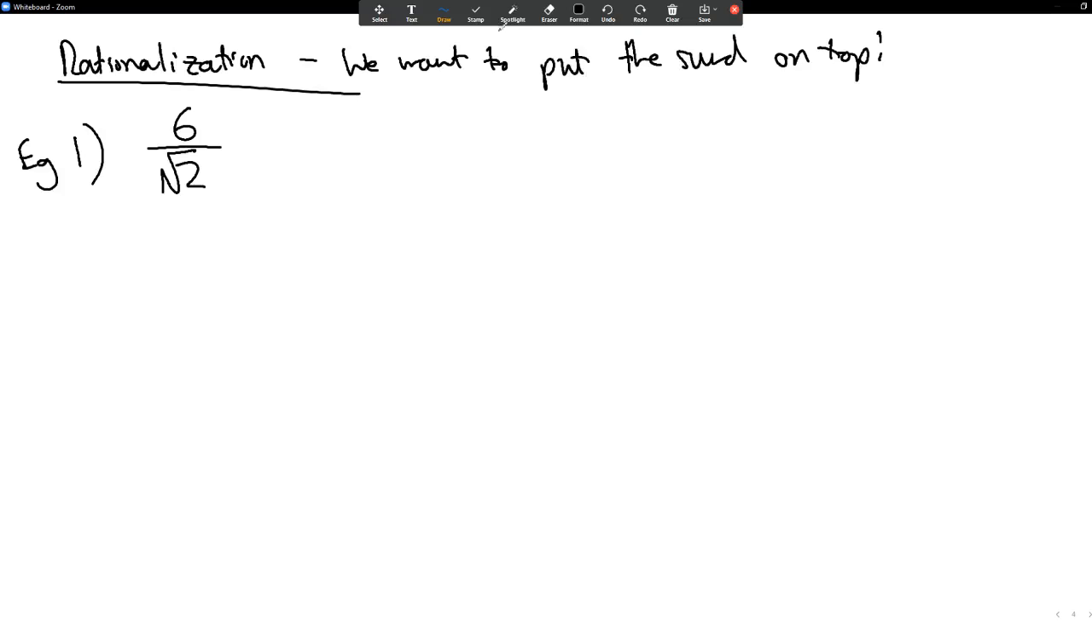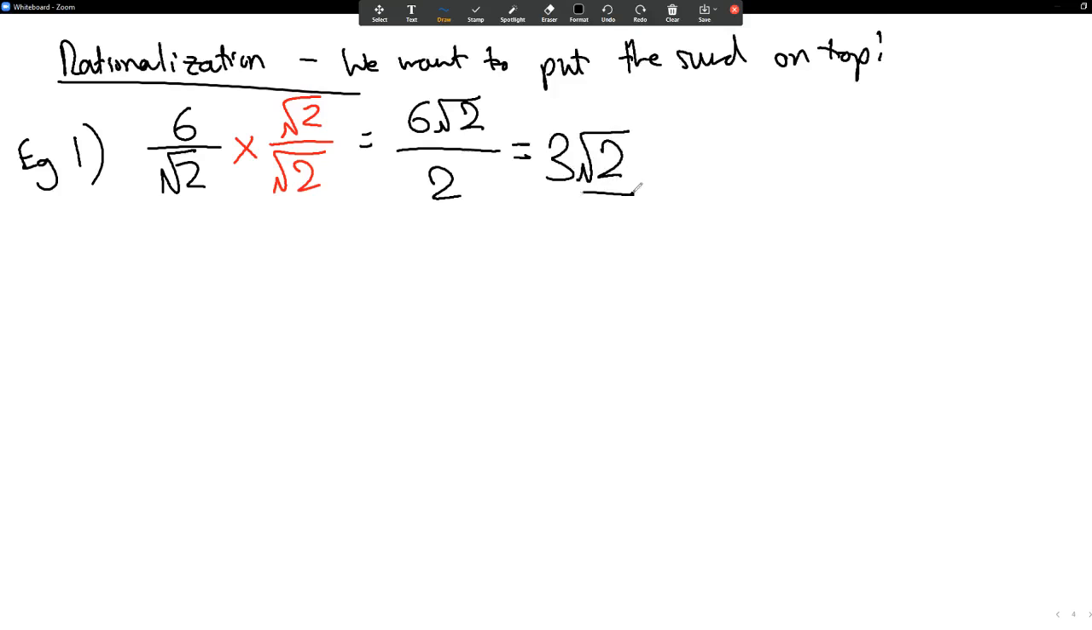Well, in this case, we can actually multiply by the denominator, and we also put the denominator on top. Okay, and then what will we get? Well, we have 6 times root 2, which is 6 root 2. And root 2 times root 2, well, it's the same thing in the root, so we just get 2. And obviously we can cancel this out in the fraction to get 3 root 2, like that.